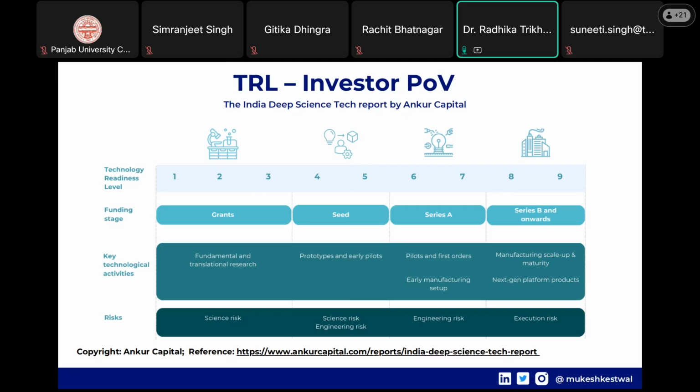So with every level there is a funding stage that has been described, and it describes what the key technology activities happening are, and then what the associated risks are, right?